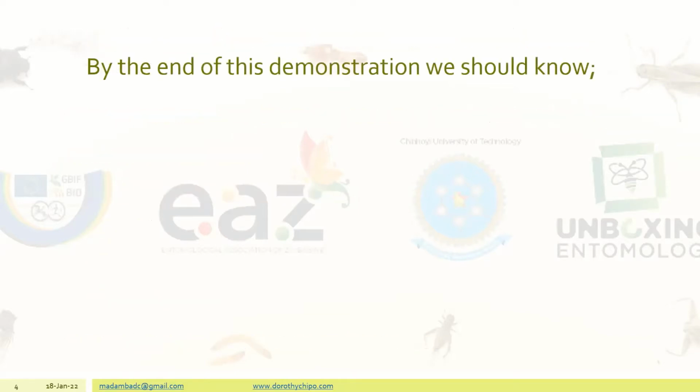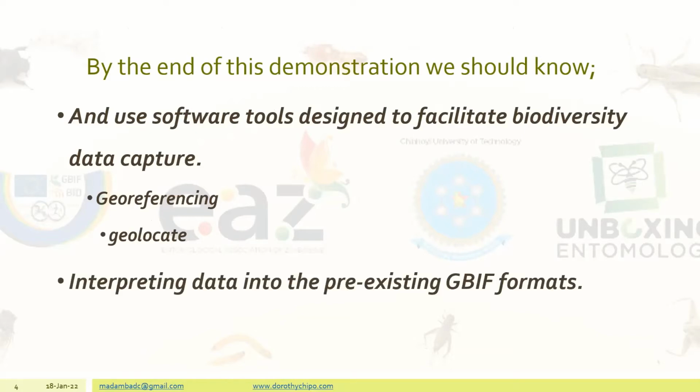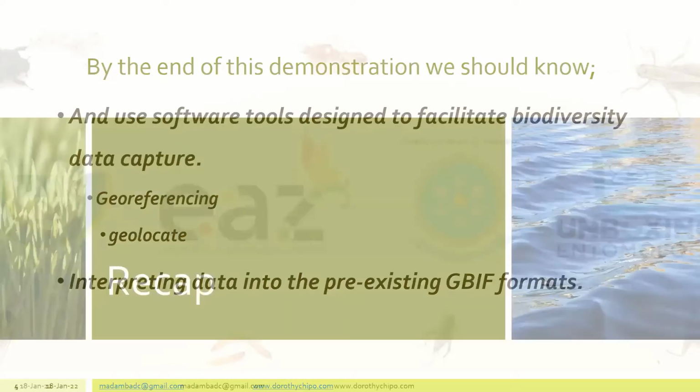So by the end of this demonstration, you should also know how to use software tools that are designed to facilitate biodiversity data capture, for example, georeferencing and also generating unique identifiers. Then interpreting the data that you have or that you generated into pre-existing GBIF formats for publishing.